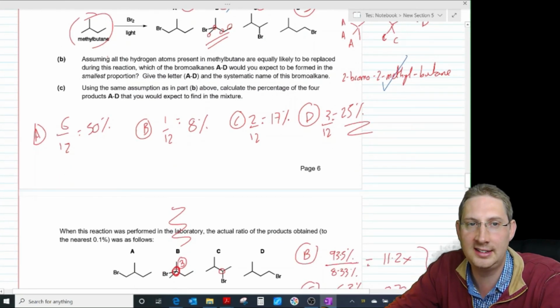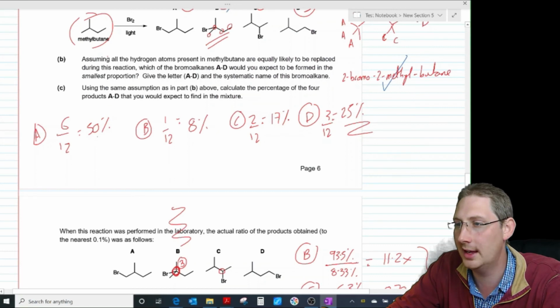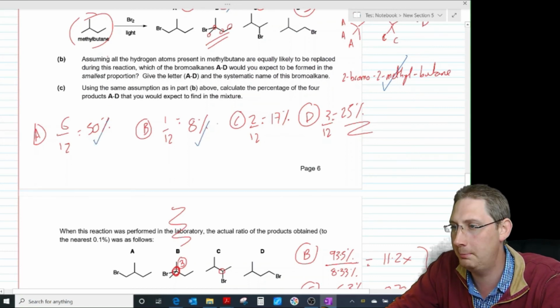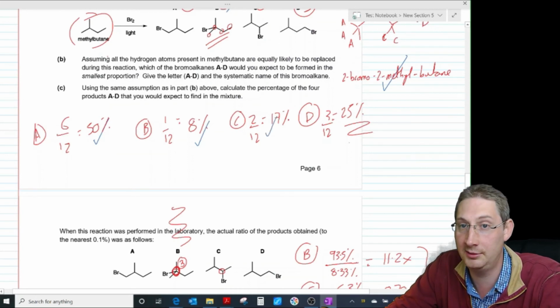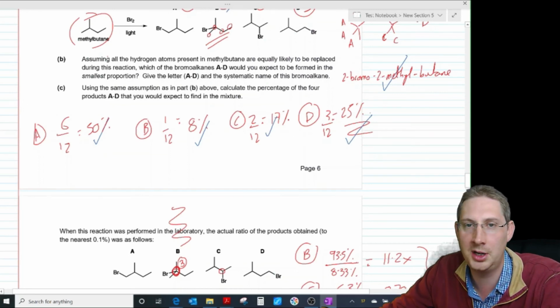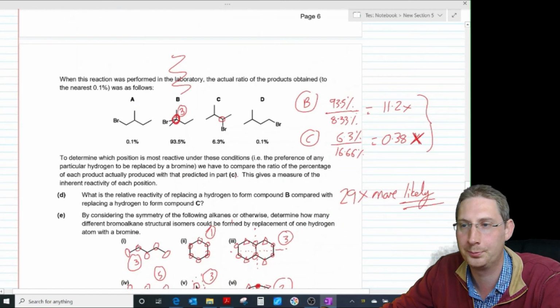The percentage is exactly over 12. That's what the mark scheme says, 6/12 or 50%. Yeah, 8%, 16, 17% and 25%. Absolutely. Says half a mark per correct answer.